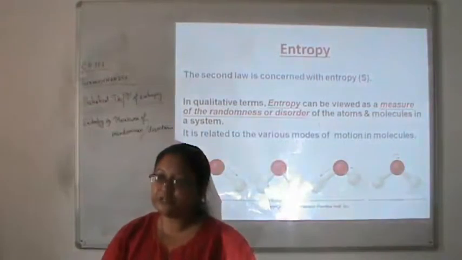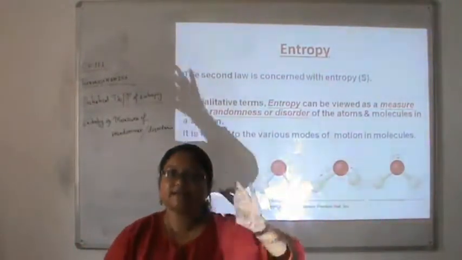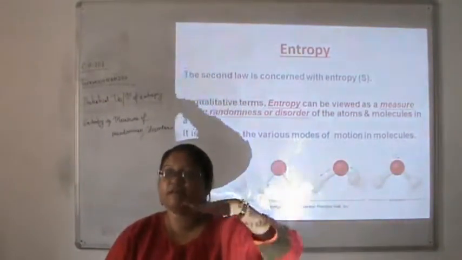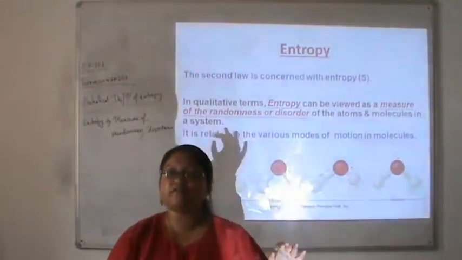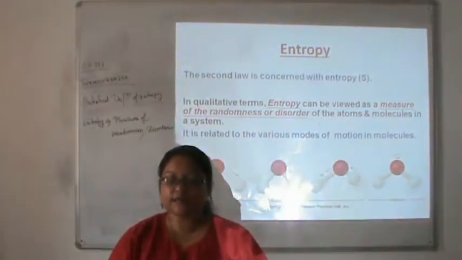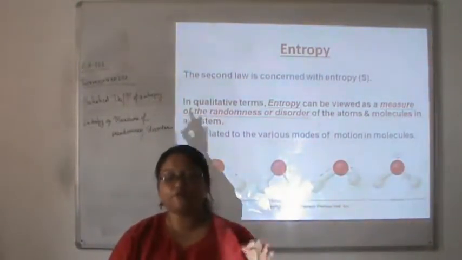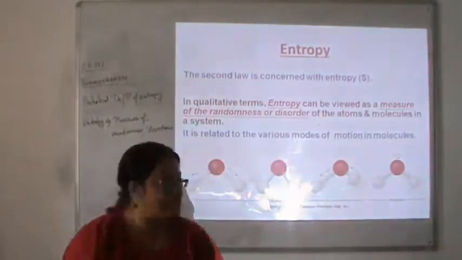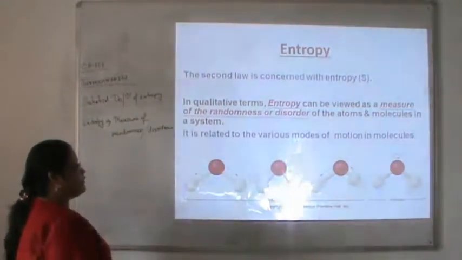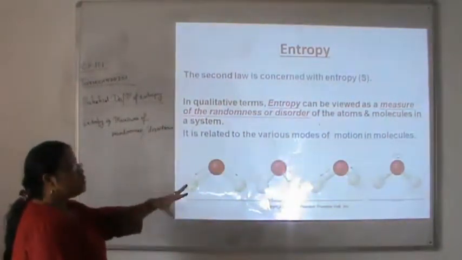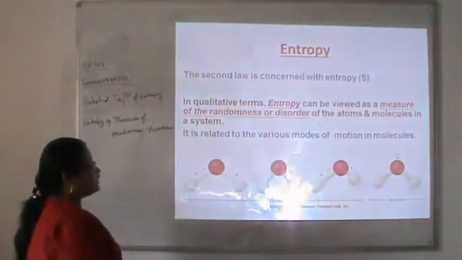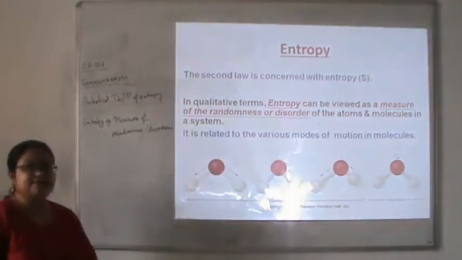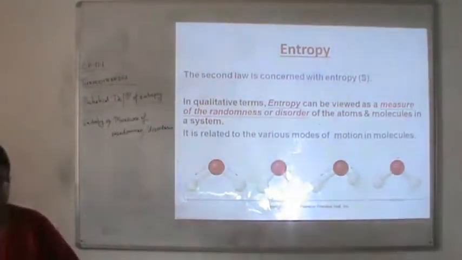and rotational motion. In between two translational levels, there are various rotational levels. In between two rotational levels, there are a number of vibrational levels. So the entropy actually accounts for all different types of motion in the molecules: translational, rotational and vibrational motion, particularly vibrational and rotational motion in the molecule or atom. So entropy is the measure of randomness or disorderness.